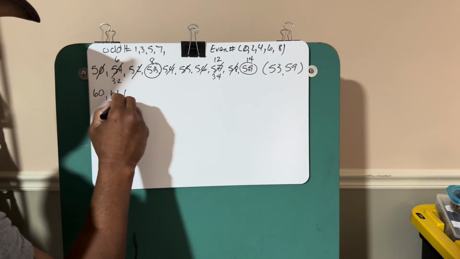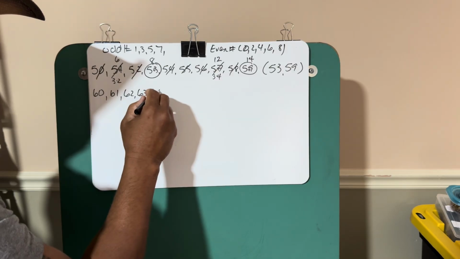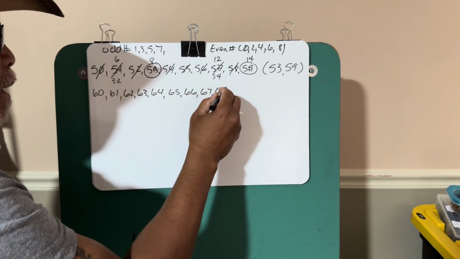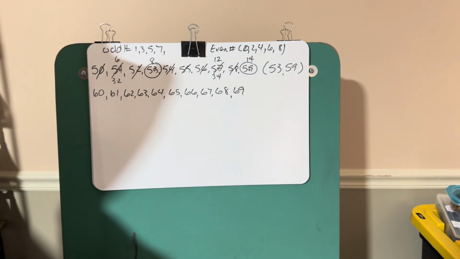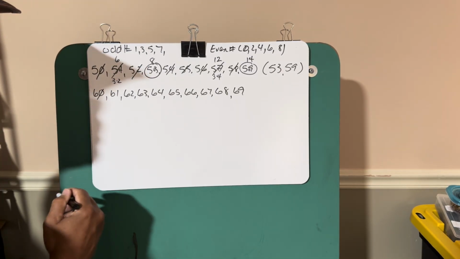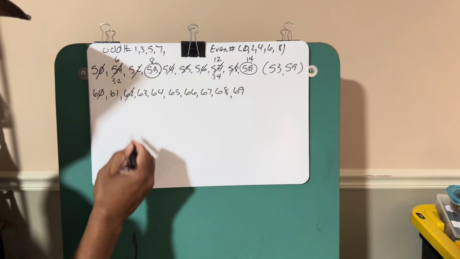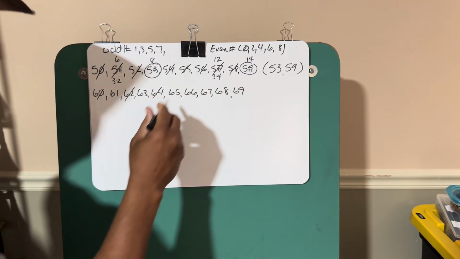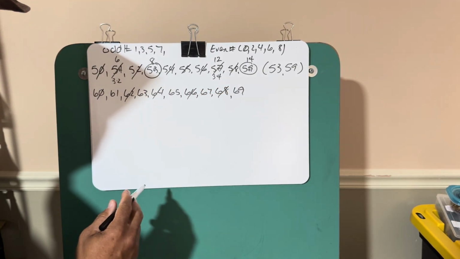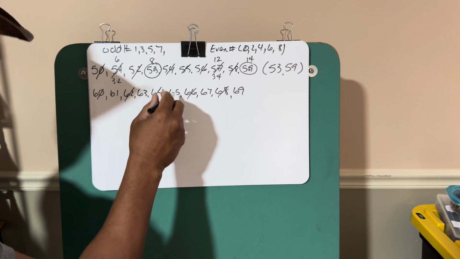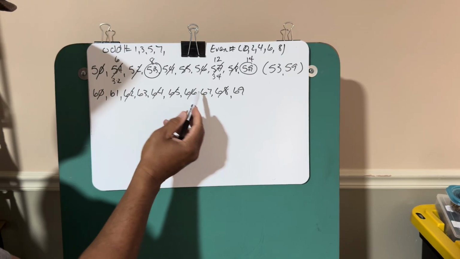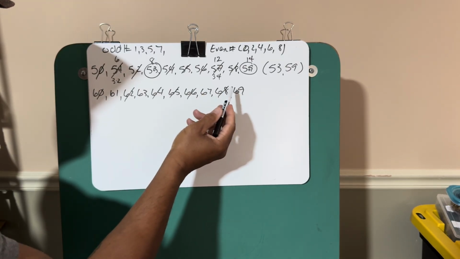60, 61, 62, 63, 64, 65, 66, 67, 68, 69. All right, somebody shout out. I heard 60, 62, 64, 66, good job. 68, I'm good. Well, somebody said 65, got it with that 5 again. Great job. So we're left with what? 61, 63, 67, and 69.